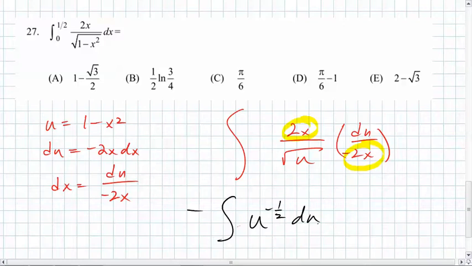But what haven't we written in yet? The limits of integration, right. We haven't written in the limits of integration. We know that u is equal to 1 minus x squared. Plug in 0, what do you get? 1. Plug in 1/2, what do you get?